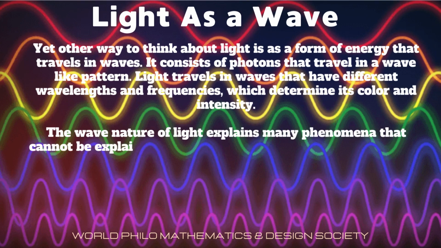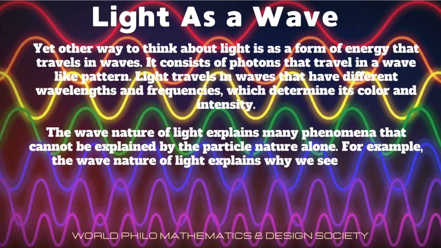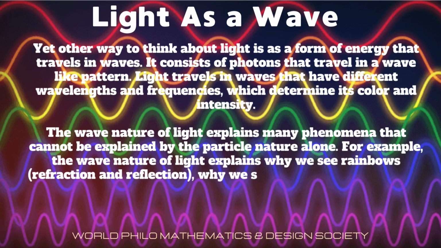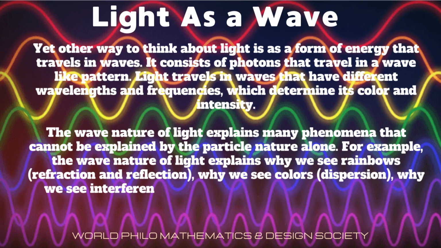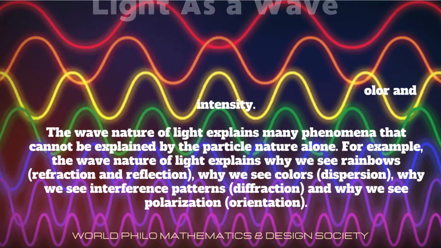The wave nature of light explains many phenomena that cannot be explained by the particle nature alone. For example, the wave nature of light explains why we see rainbows, why we see colors, why we see interference patterns, and why we see polarization.